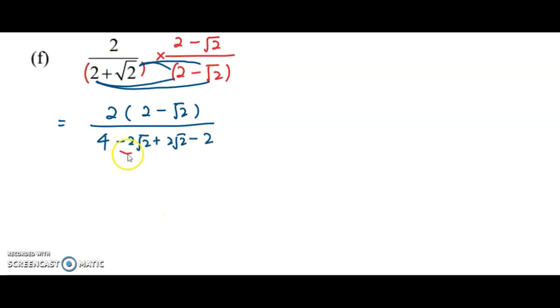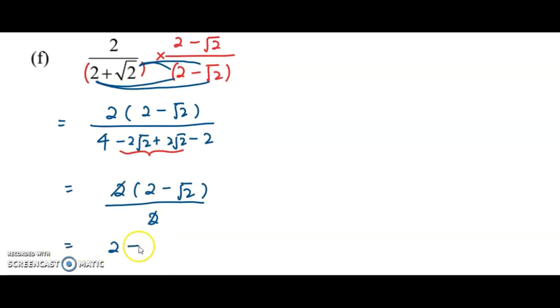Then you can see that these two terms, one negative and the other positive, cancel each other. And up on top you have 2 minus surd 2. And down here you got 2: 4 minus 2 is 2, and this gives 0. Then you further simplify, you can see that the 2 can be cancelled off. Finally, you have your answer as 2 minus surd 2.